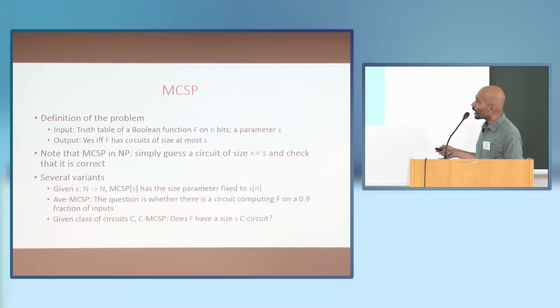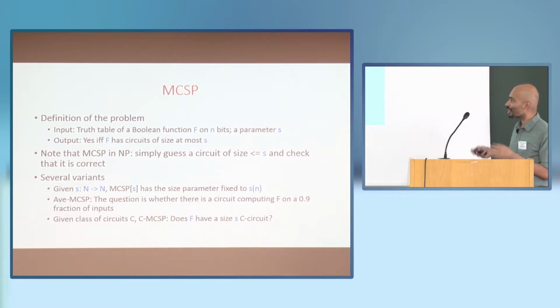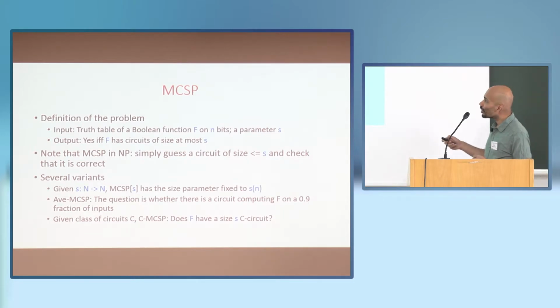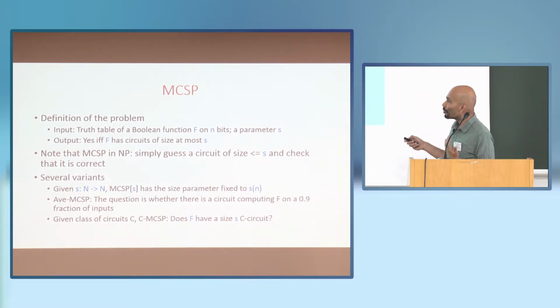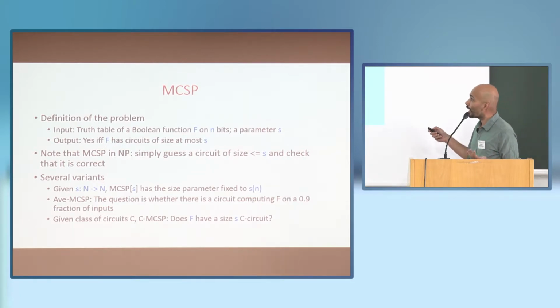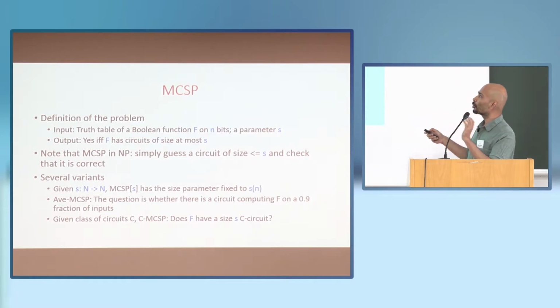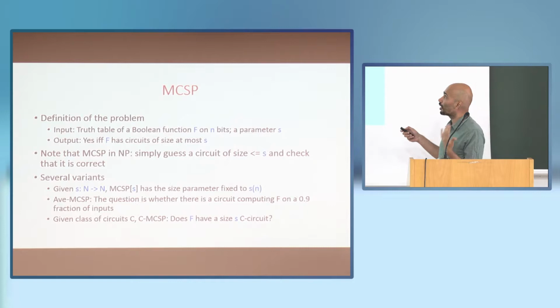But before talking about that, let me first say what MCSP is, because it's possible that many of you don't know of it. It's something that mostly complexity theorists talk about. So what is this minimum circuit size problem? It's a very natural problem. You're given as input the truth table of a Boolean function f on n bits, little n bits. So throughout this talk we'll always have these two parameters, little n and capital N. Little n is the input size for this function f, and capital N is the size of the truth table, which is 2 to the little n.